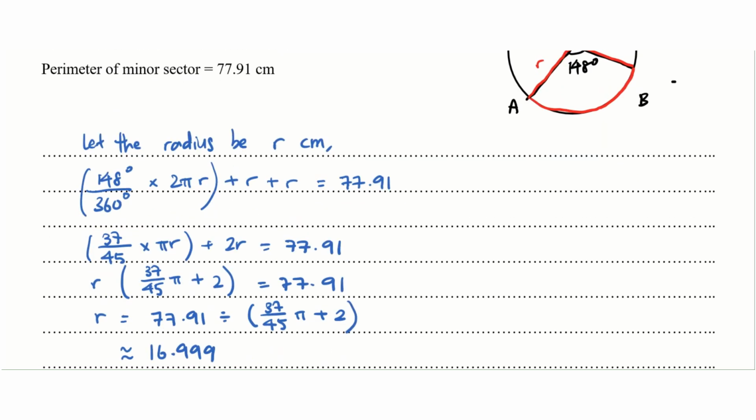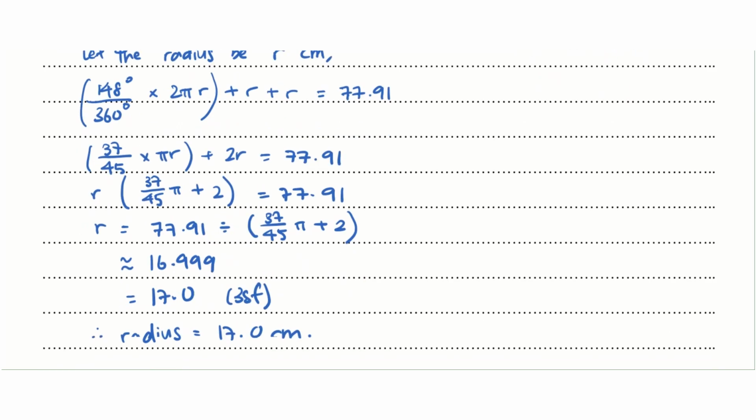We simplify the equation and then factorize out the r value, and we get r times (37 over 45 pi plus 2) equals 77.91. We then divide by (37 over 45 pi plus 2) on the right hand side, and we will eventually get the radius to be 17.0 cm long.